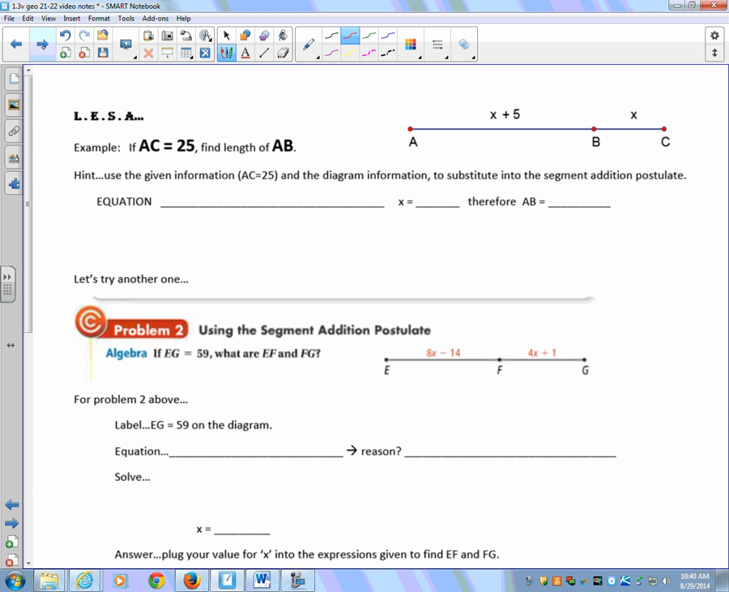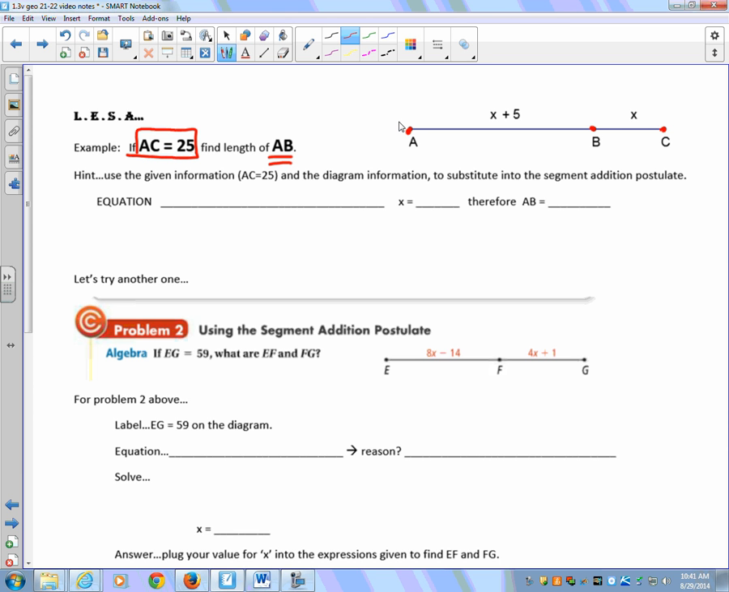And we are going to take our diagram again with A, B, and C on a segment where they have it labeled here. The distance from A to B is x plus 5. The distance from B to C is x. But they tell us this piece of information: AC is 25. And we're trying to find the length of AB.